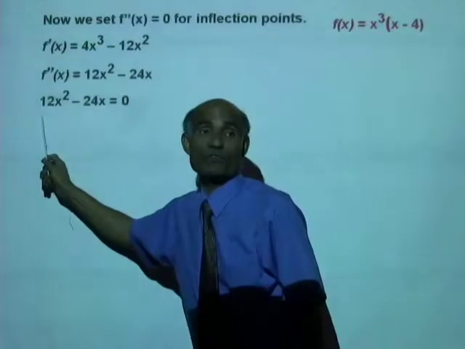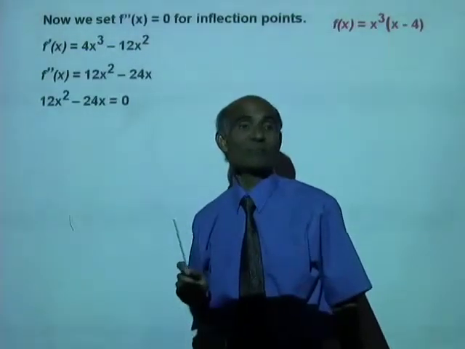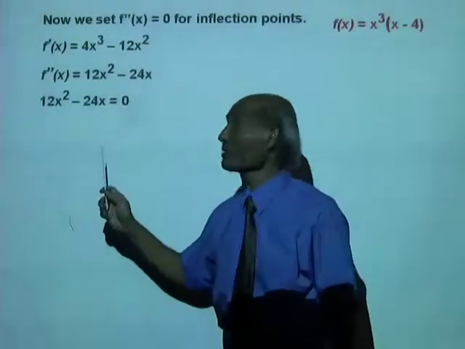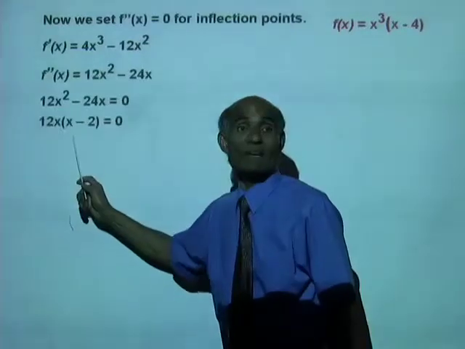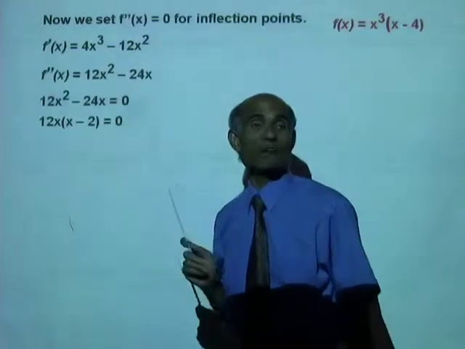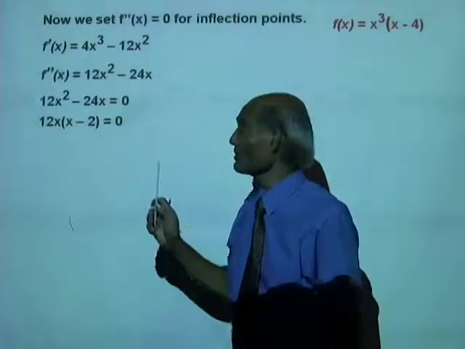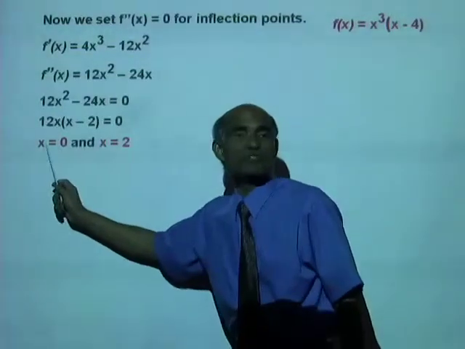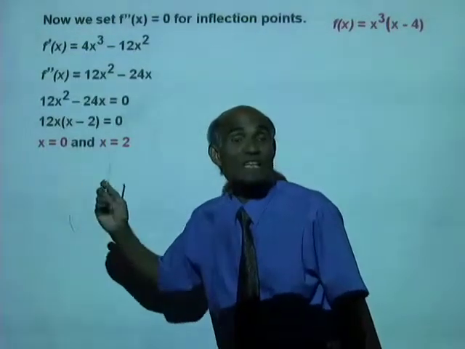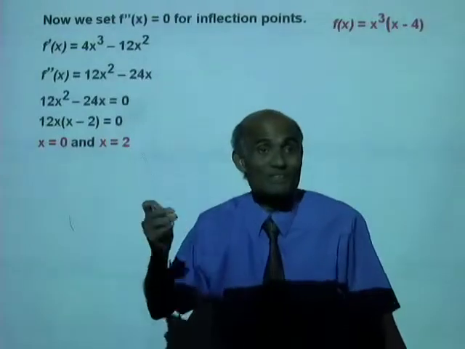And can you solve this? 12x squared minus 24x equal to 0. Factor out 12x, and that is 12x times x minus 2 equal to 0. And that will be very easy to understand. x equal to 0 is an inflection point.